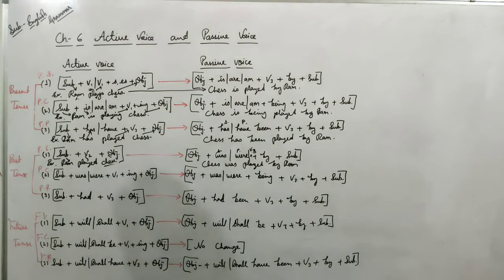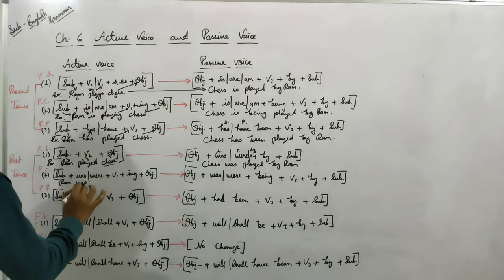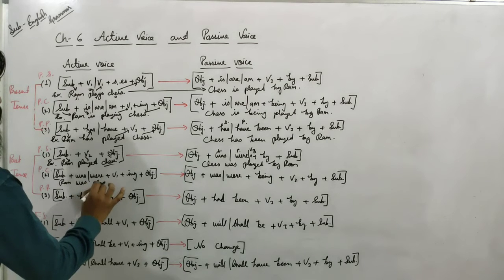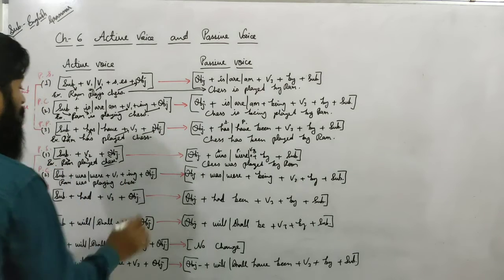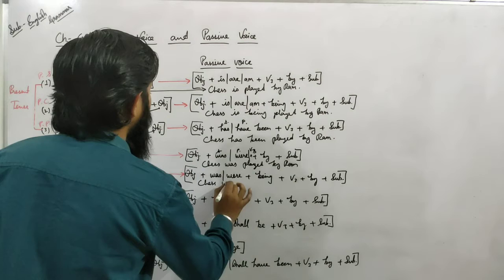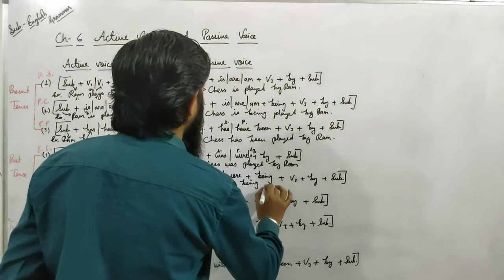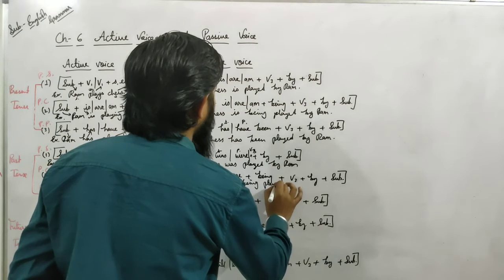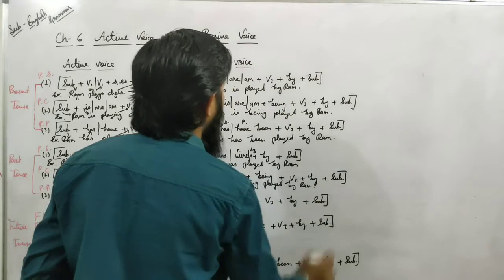After that, subject plus was plus verb first form plus ing, means you have to write it like that. Ram was playing chess. At first the object, chess was being played by Ram.